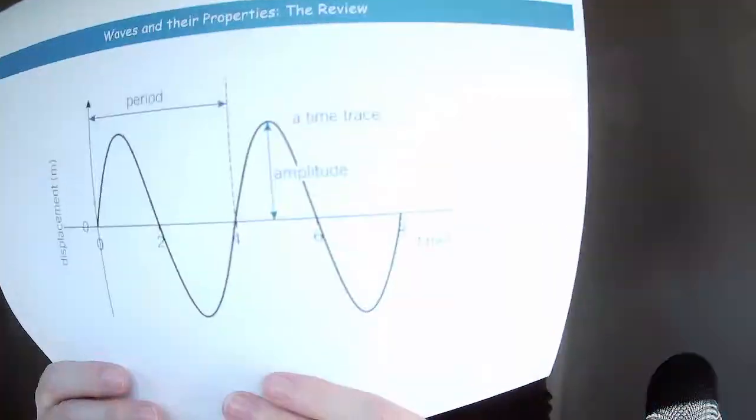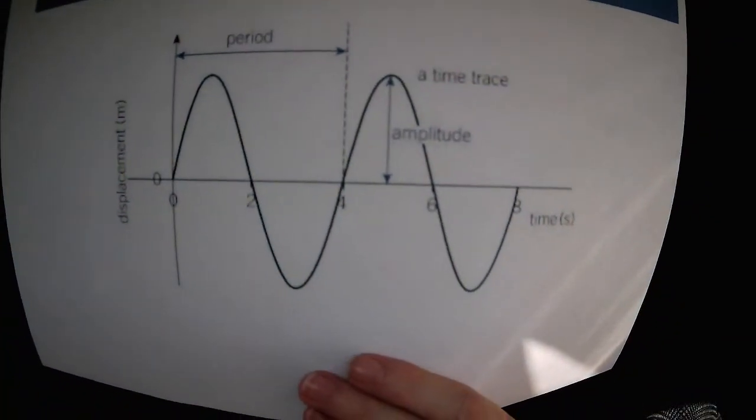If we then consider our time trace, what that one is going to show us is how the displacement varies with time. Now, what we can see on this one is we can work out the actual time period.